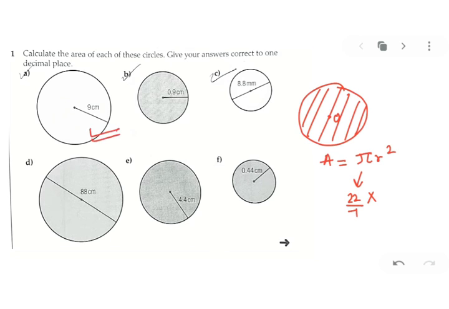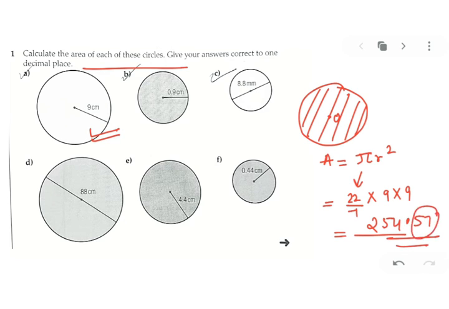For example, let's take our problem number 1a, which says you have to find the area of these circles and give your answer to correct one decimal place. You have area is equal to pi r square, that is 22 upon 7 into 9 into 9. When you do this, my dear kids, you will get your answer as 254.57. You have to limit your answer to 2 decimal place. Isn't it easy? Can you solve the rest other?